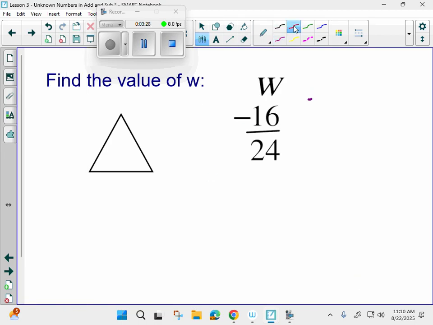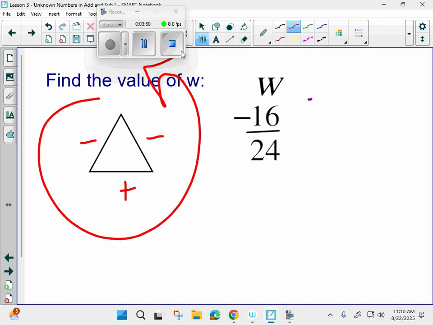Find the value of w. All right? Write this down. W minus 16 equals 24. Now draw the triangle. We are always going to do minus, minus, plus. And we are always going to work this direction around the triangle. So when I set this up, I'm going to put the W at the top and go around. That way it says W minus 16 equals 24.